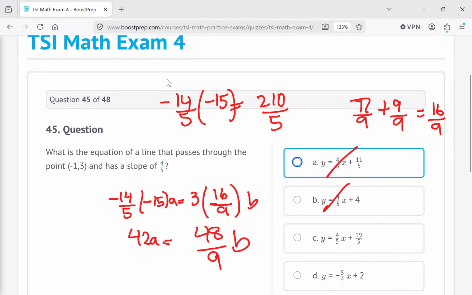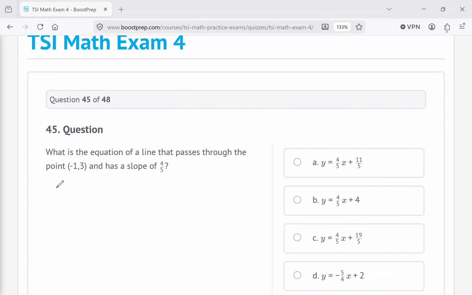What is the equation of the line that passes through the point (-1, 3) and has a slope of 4/5? So you're going to use the equation y equals mx plus b. They tell us the slope is already 4/5, so that's good. Sometimes they don't give it to you. So it's going to be y equals 4/5 x plus b.